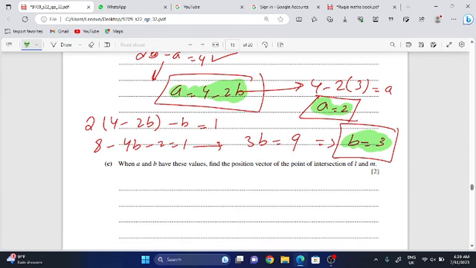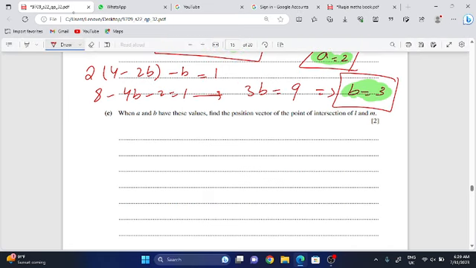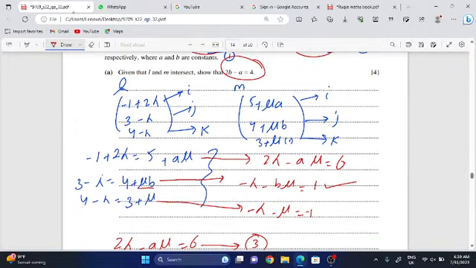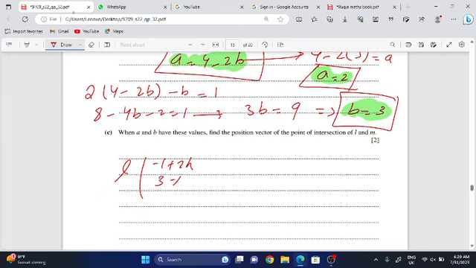For the next one, a and b are these values. Find the position vector for the point of intersection of L and M. Nothing is required over here, just use the values of a and b in the lines L and M, and you can easily write down the position vector. So L would be equal to minus 1 plus 2 times lambda, this one, and 3 minus lambda is the j coordinate and lambda is the k coordinate.